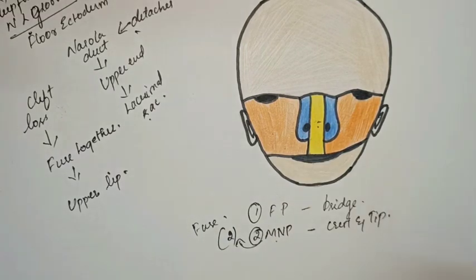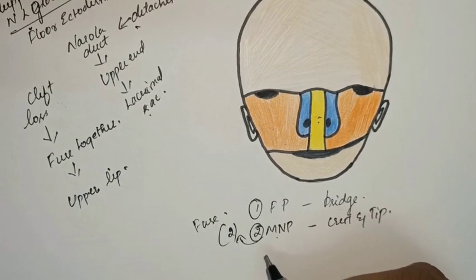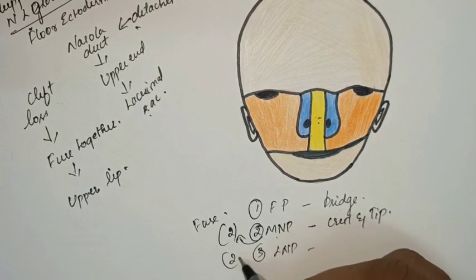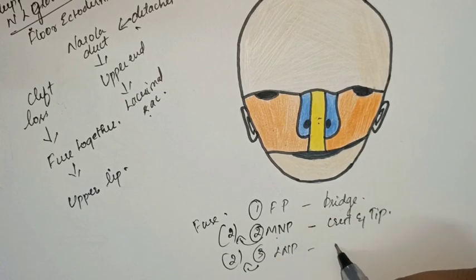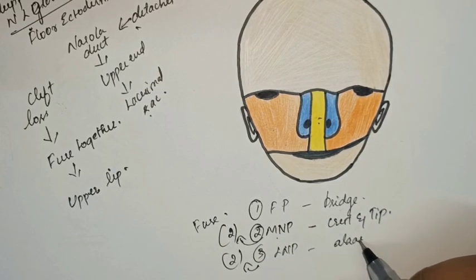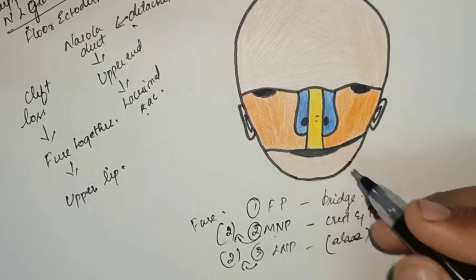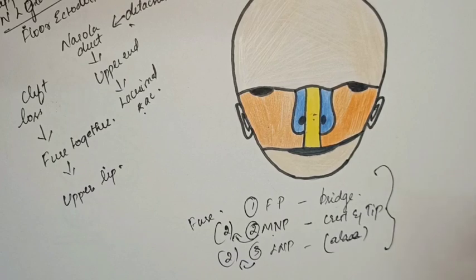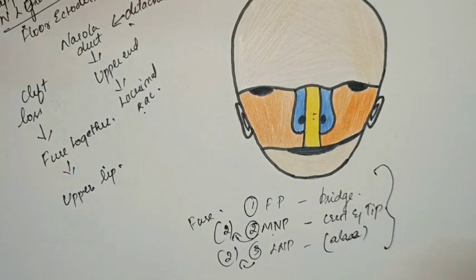These two fuse and give the crest and tip, and the third one is your two lateral nasal prominences, fused together, and they form the side of the nose or ala of the nose. These are the three prominences which land up in the formation of the entire nose. The frontal prominence forms the bridge of the nose, the two medial nasal prominences fused together form the crest and tip, and the lateral nasal prominences form the ala of the nose.